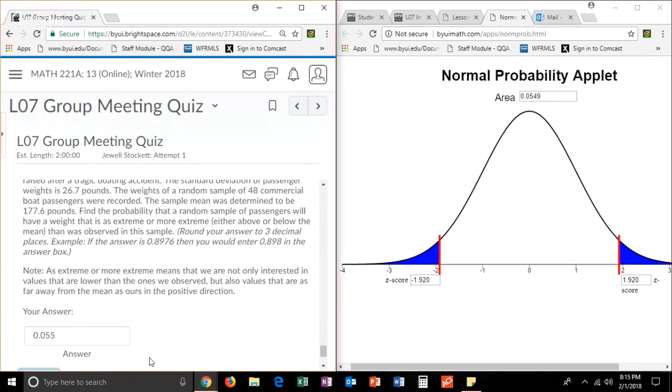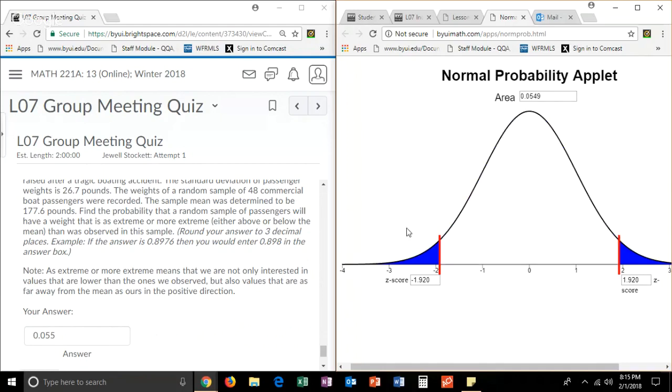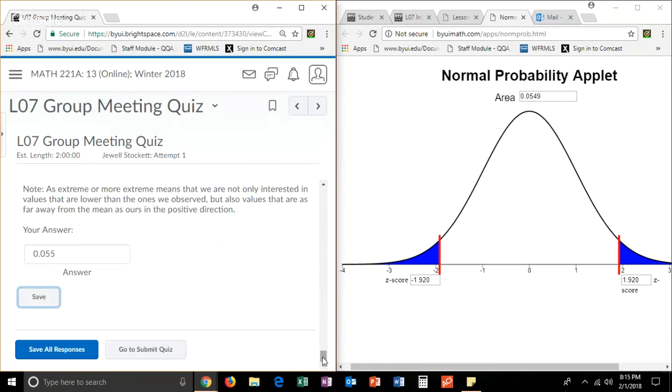So I just typed in negative 1.920 and I shaded this one, but it's saying that we're interested in the ones lower, but also values that are as far away from the mean as ours in the positive direction. So at first I was confused because I thought it was wanting us to shade everything, which would just equal 1. Right. But the middle you don't want, and you do the shading of these two corners right here. Okay. Got it. So I got the 0.055. And you said that's what she got too?